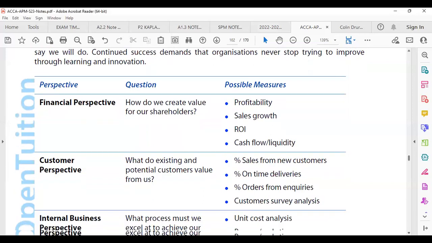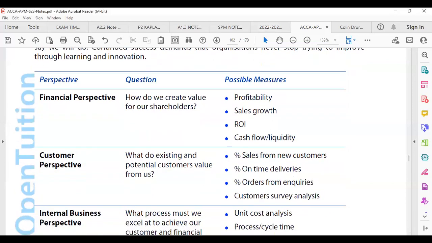Customer perspective. How is the customer viewing? This is a kind of third party point of view, because the customer is a third party. So you want to view how the customer sees it in terms of the customer.